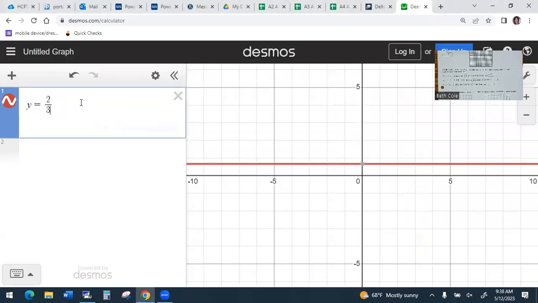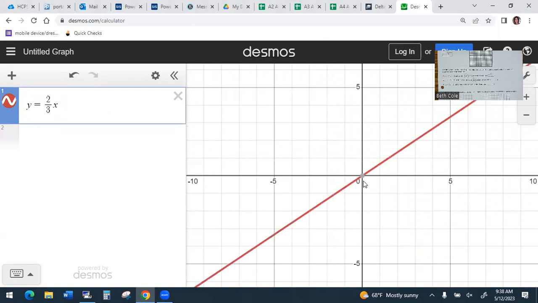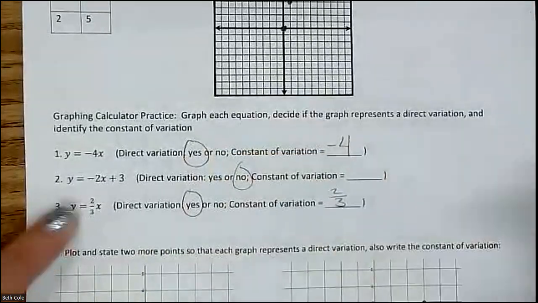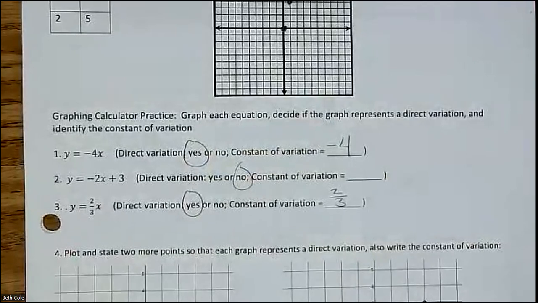You have a calculator. All right, 2/3 x. Is it a line that goes through 0, 0? Yeah. Yes. Okay, so it's yes, and your K value is 2/3.